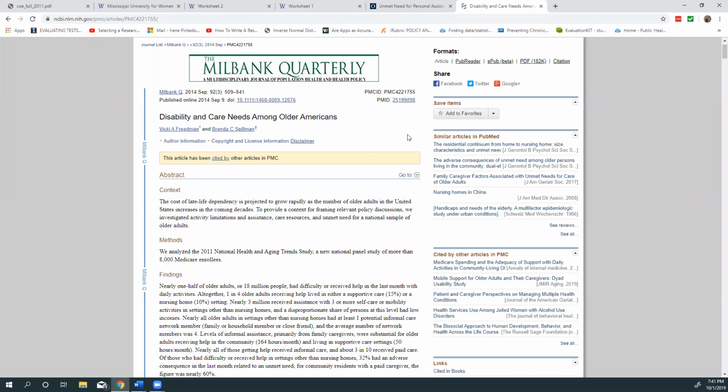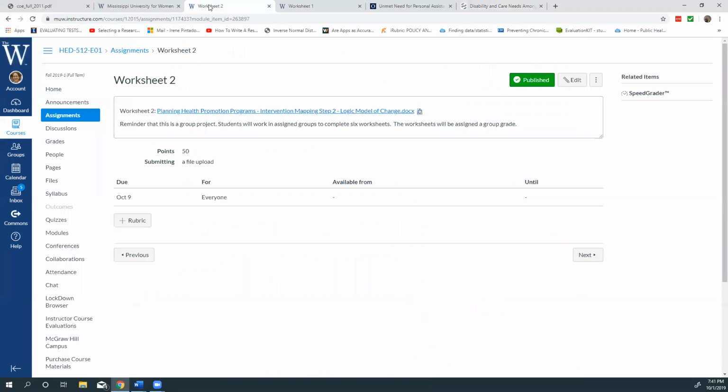This is one article. You can look at others, but it's good to know what is happening in that population overall. I don't think you're going to find anything really specific to Mississippi. I've looked because it's of interest to me, and I really haven't found very much. That doesn't mean somebody hasn't done it, it just has not been published. So that's the first thing I wanted to say.